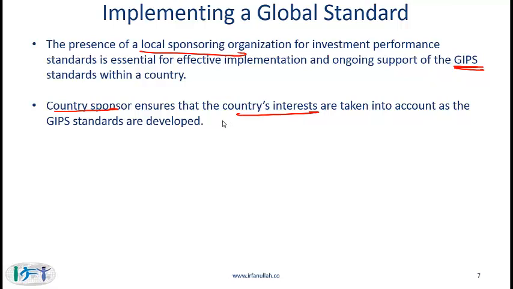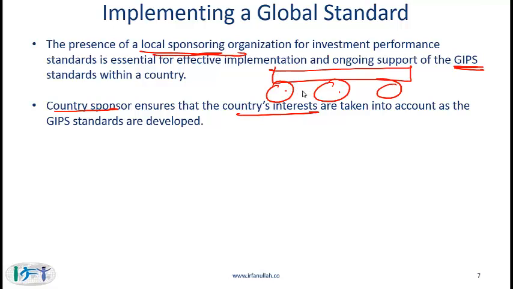Clearly, this is a global standard, so with representatives or local sponsors in different parts of the world feeding in issues or concerns related to their country, that allows the global standard to indeed be truly global and take into account the performance related aspects that might be peculiar to particular parts of the world.